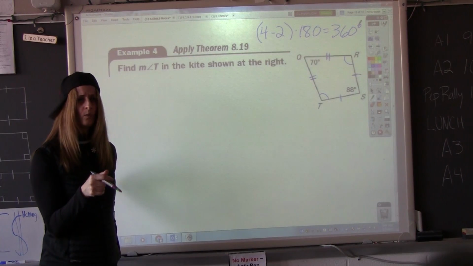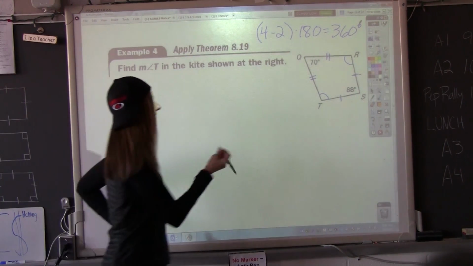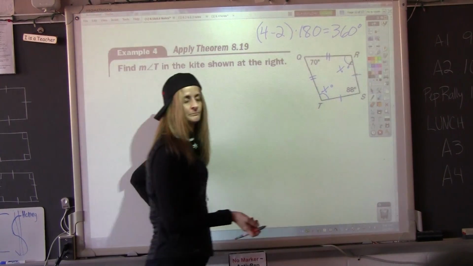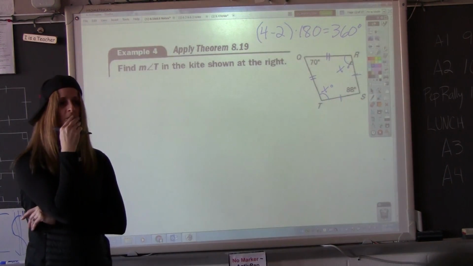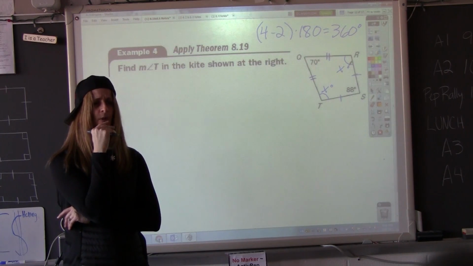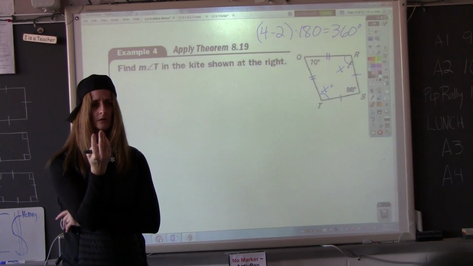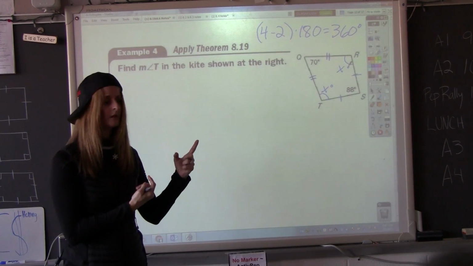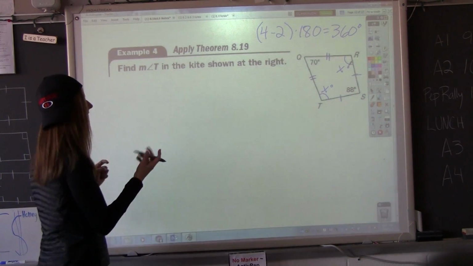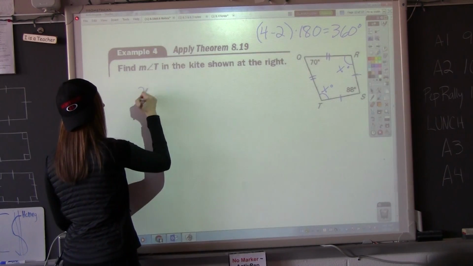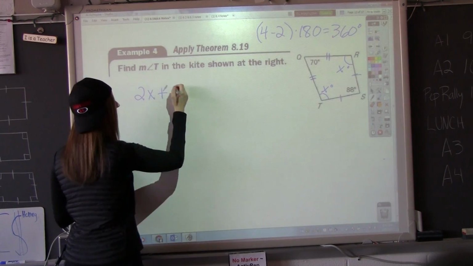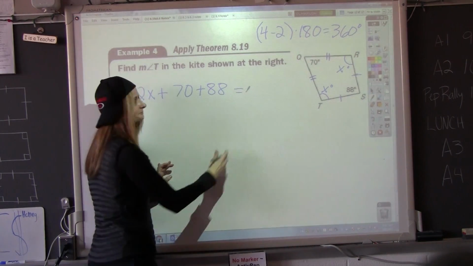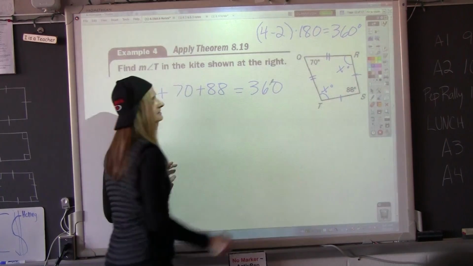Now what can we do with that information? I'm just going to call this x because they're both the same, but we don't know what they are. So how can we write an equation to represent this? 2x plus 70 plus 88 equals 360. Very good. Now solve for x, go.